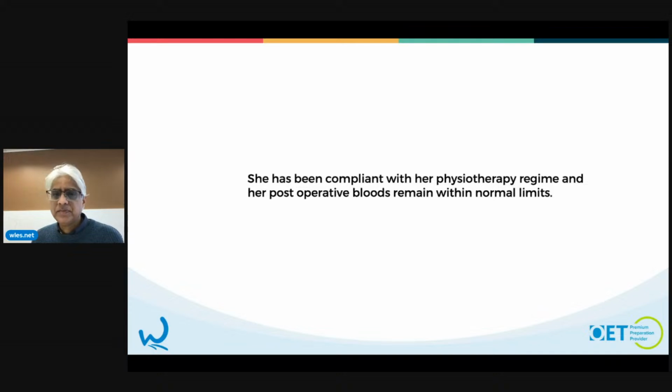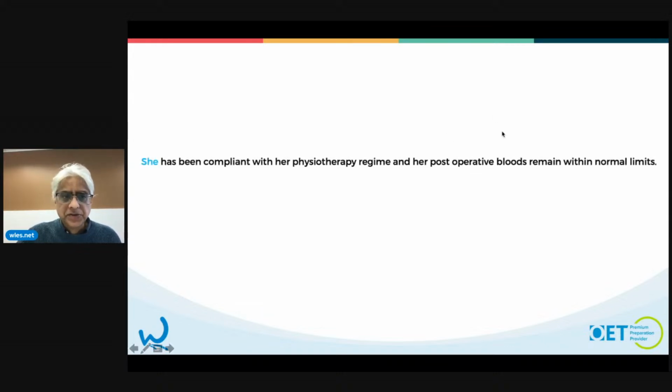Again, just looking at some grammar here. She has been compliant with her physiotherapy regime and her post-operative bloods remain within normal limits. Okay, I'm going to put this on this screen here. Hopefully you can see this. I know it's a bit small, but I wanted to get this on the whole screen. So you can see the subject, she, and then you can see has been. Okay, so we've got the present perfect. And English is always made up of a subject and a verb.